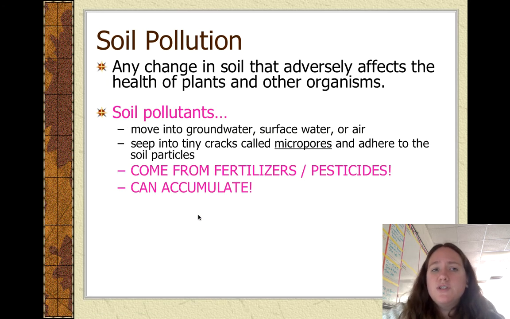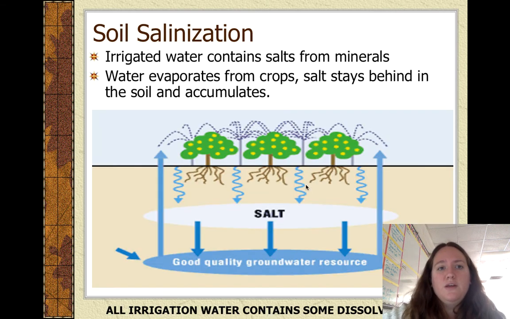So we do have some pollution that gets in our soil. Pollution is any change that affects plants and animals, other organisms that are in the soil. The pollutants can move into groundwater from soil, surface water. It can creep into tiny micropores. A lot of pollutants come from fertilizers and pesticides. So the more fertilizers and pesticides we add to the plants, the more we are polluting the soil. Yes, we're adding nutrients, but we're also adding other things. And over time, it can accumulate.